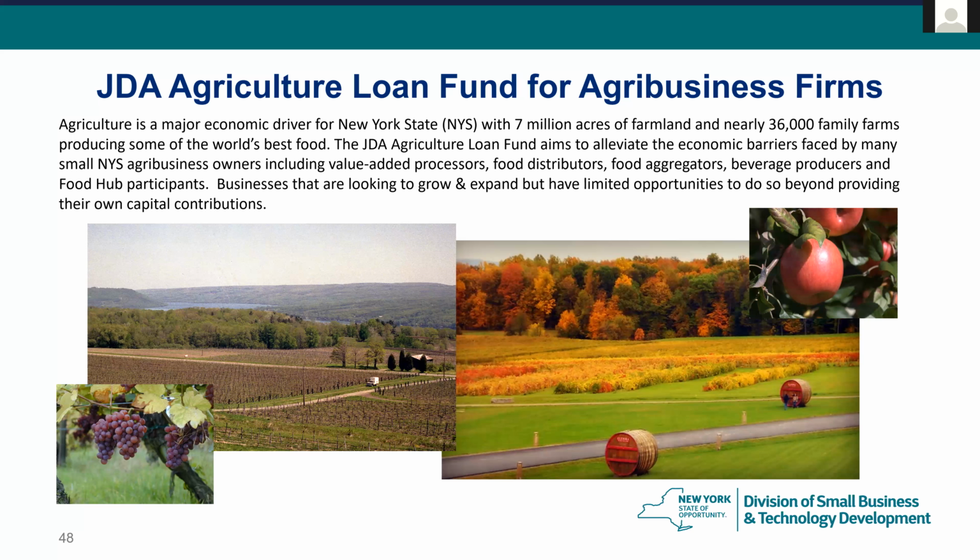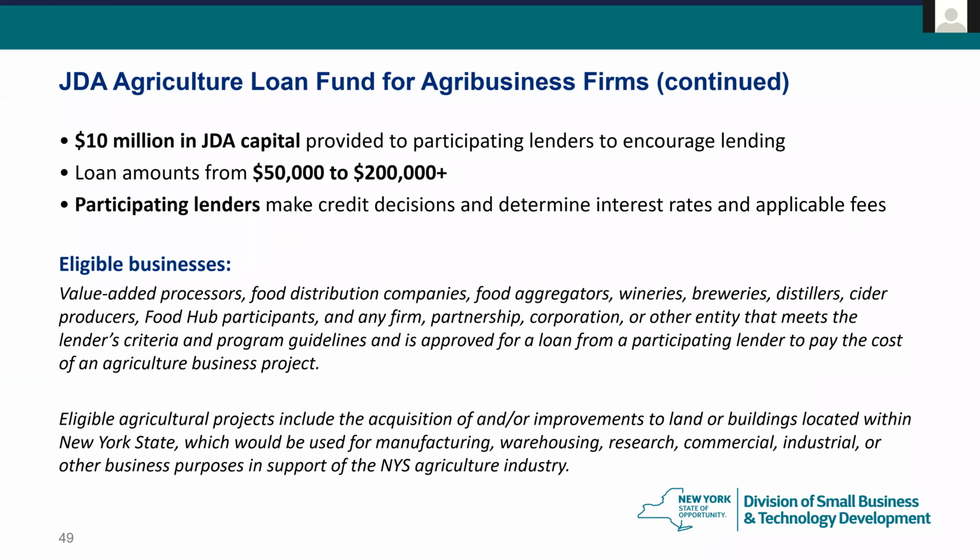All those types of categories of business will qualify. There's $10 million in JDA capital that's being provided through lenders around the state. The loans are specifically for expanding your business, and the loans can be anywhere from $50,000 to $200,000 plus. So they are term loans, they are fixed term loans.